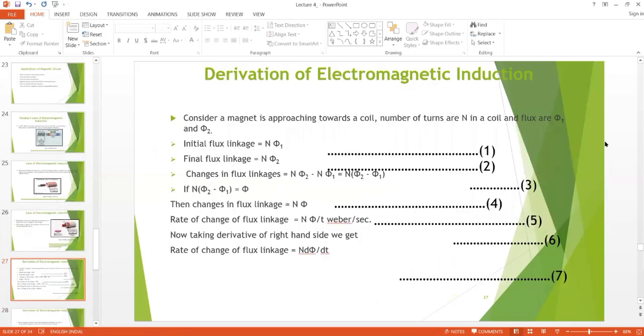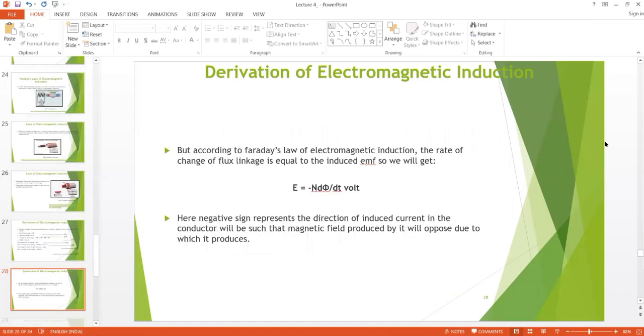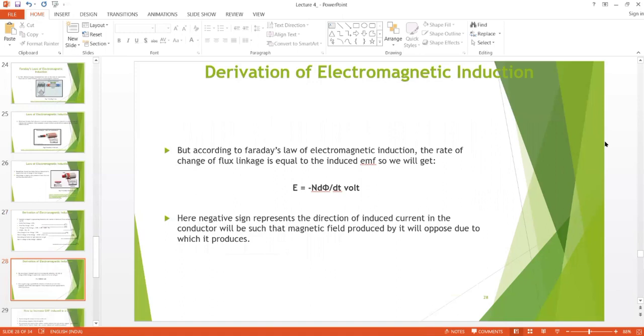So if we talk about electromagnetic induction, you can say N phi 1 is the first flux linkage, second is N phi 2, and the change is basically N phi 2 minus N phi 1. Flux linkage N phi is in Weber. Rate of change of flux linkage will be N d phi by dt, and E is equal to minus N d phi by dt.